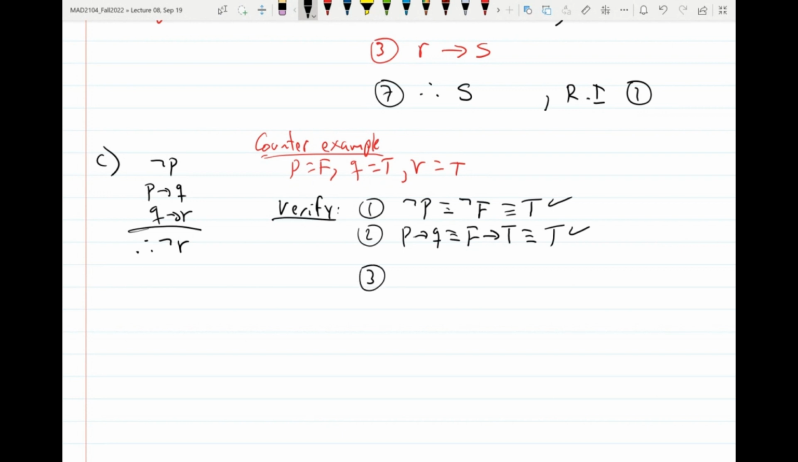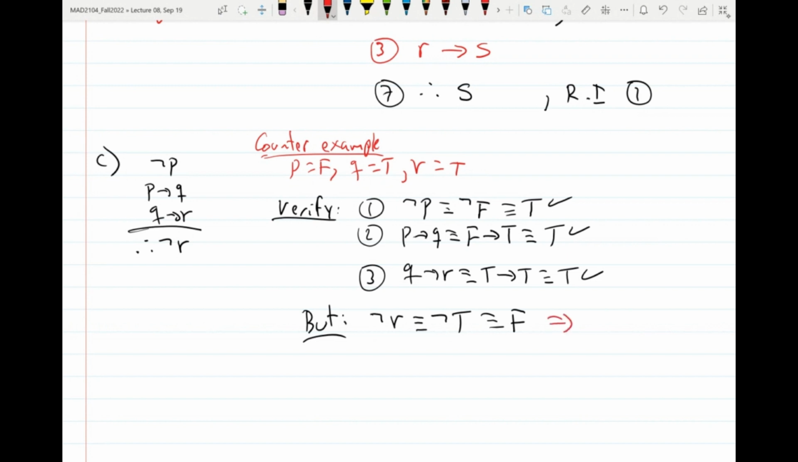Now let's check premise number three. Q implies R, which in this case would be true implies true. So what is this? True. So premise number three checks out. Now, the three premises are true, but the conclusion, which is negation R, we're expecting this to be false, right? For this to be a valid counterexample. Let's see. That's the negation of true. Okay, good. This is false. So this means that the argument is invalid.